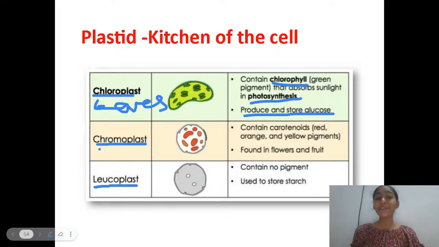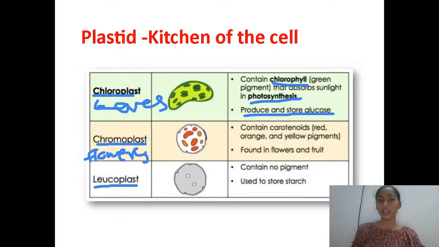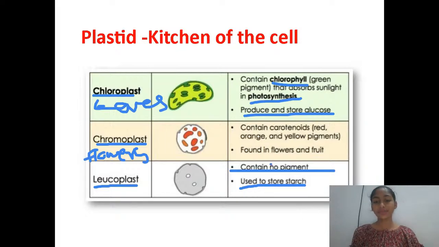Chromoplast is present in flowers. Okay? Chromoplast is present in flowers because it has different colors. Chromoplast has different colors, and chloroplast only has green color in it. Leucoplast has no pigment, no color at all, and it is used to store starch. Chromoplast is found in fruits and flowers.